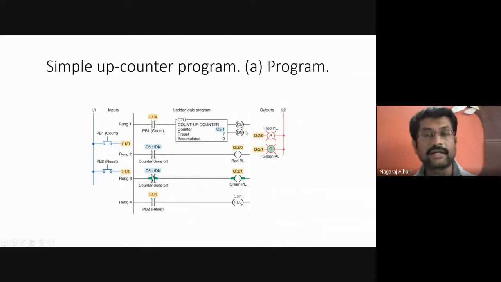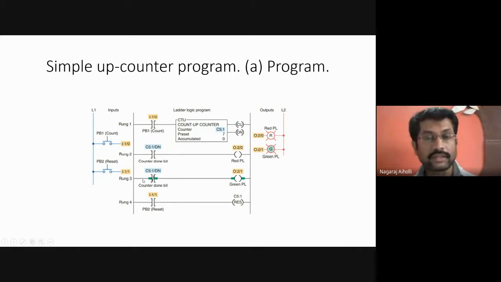What does activated mean? Here the done bit will go from low state to high state. When this done bit goes from low state to high state, the examine if closed instruction is closed. Because of this, the rung becomes true and the red pilot light will glow. The red pilot light will glow when the done bit is 1.